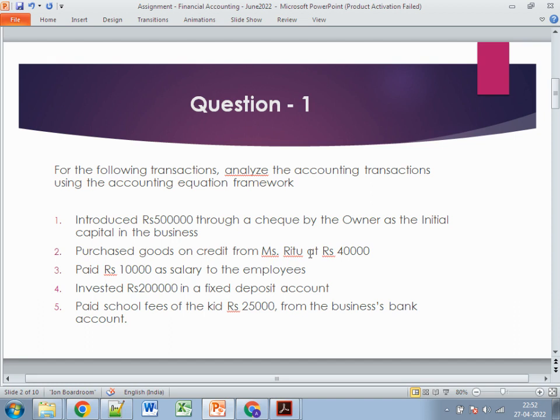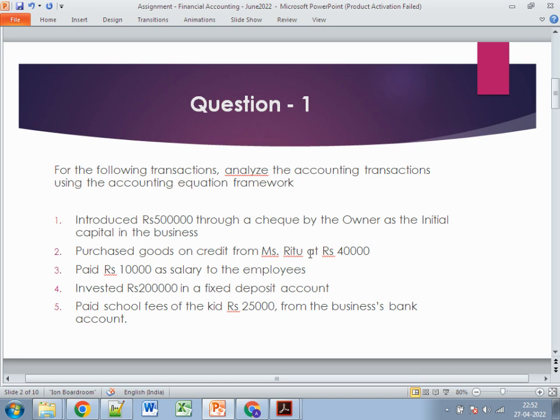Then the next part is invested 2 lakhs in the FD. There won't be any change overall because there is no change in the asset, no change in the liability, and no change in the capital. Paid 50,000 rupees fees of the kid from the business bank account. It's basically a personal expense, so it will decrease your cash, which is your asset, and it will decrease your overall capital. So this will be your accounting transaction, right?